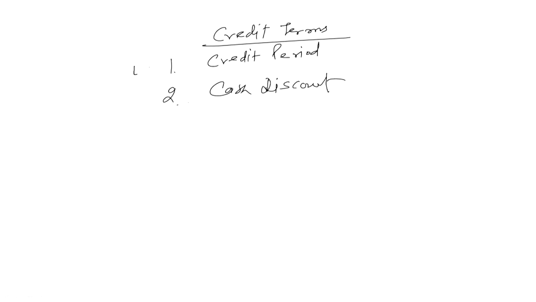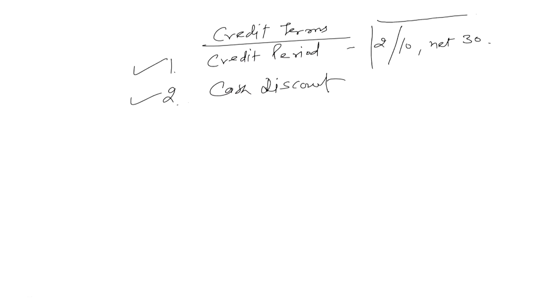These are the two credit terms. Credit period, we have to decide very carefully the credit period to be given to the different buyers. Normally in the business language we write the credit terms like this: 2/10, net 30. This is the credit term.